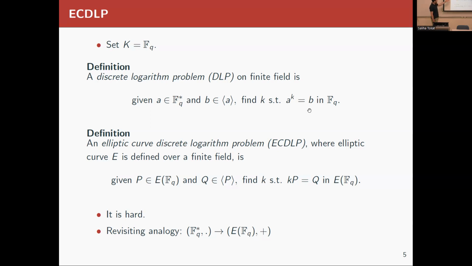And there's an elliptic curve discrete logarithm problem. It is an analog of this problem. There we have a point P from the elliptic curve and a point Q from the group generated by P. We are trying to find k, where Q is k times P. It is harder than the discrete logarithm problem in finite fields, so we have to use this.